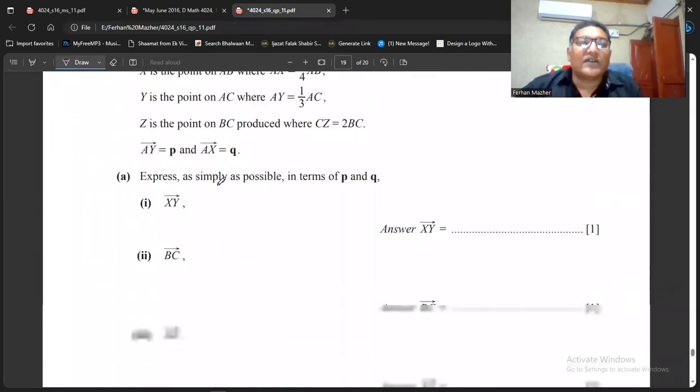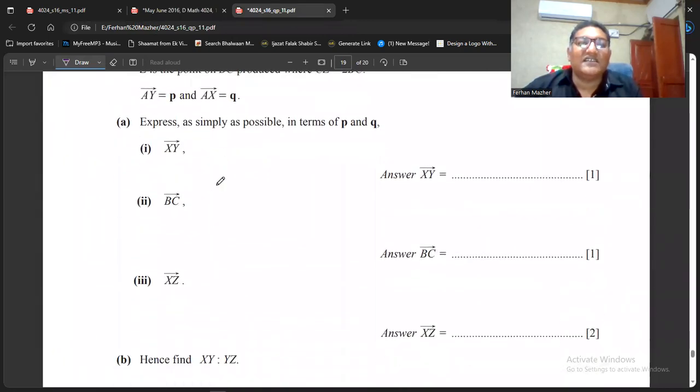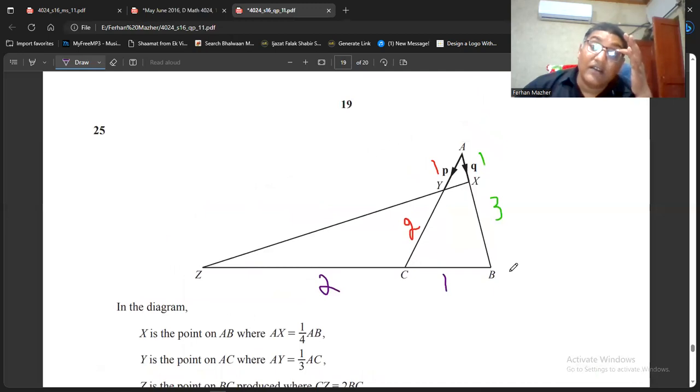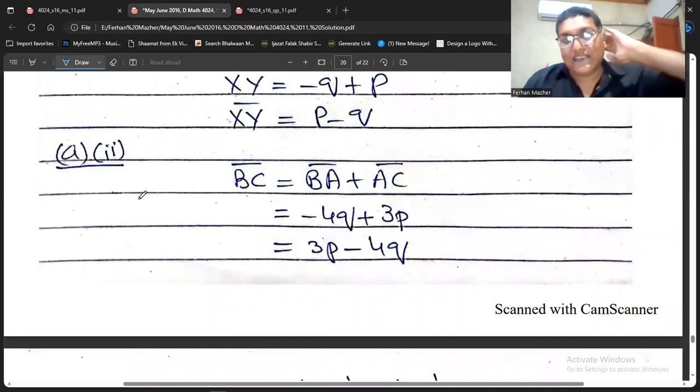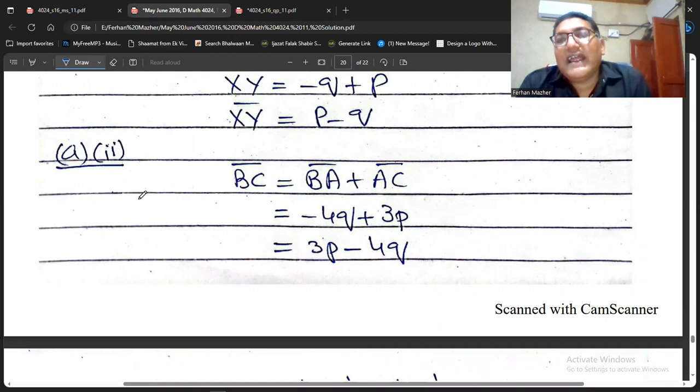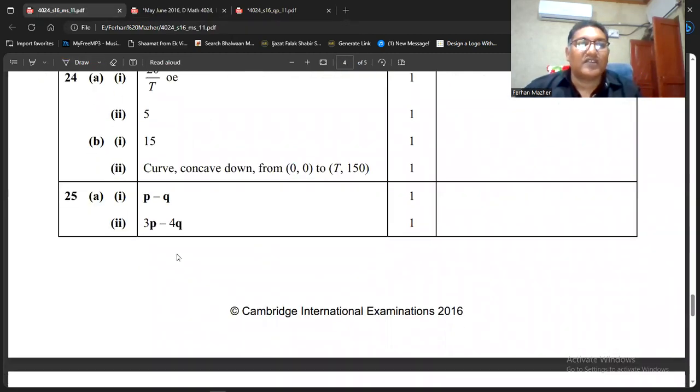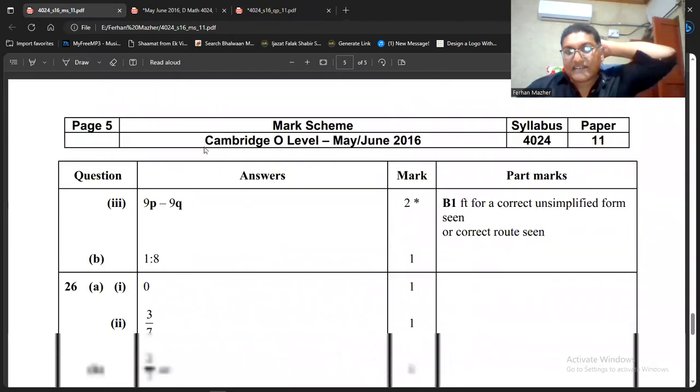Then their question is, what is BC? They want me to find BC. From B go to A, from A go to C. That is the bypass. BC will be equal to BA plus AC. BA will be minus 4Q and AC will be 3P. So it will be 3P minus 4Q. 3P minus 4Q is the right answer, sir.